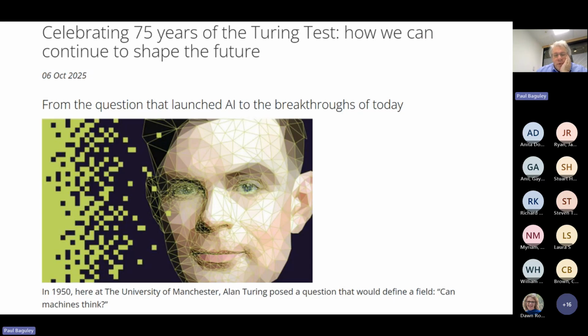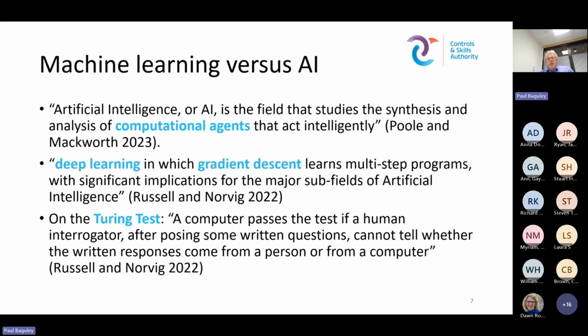So in 1950, Alan Turing posed the question, can machines think? As far back as 1950, which means in terms of this work, you've got to think about definitions. When people talk about AI, it's an expansive field. For example, Poole talks about computational agents, which is a type of concept in AI.